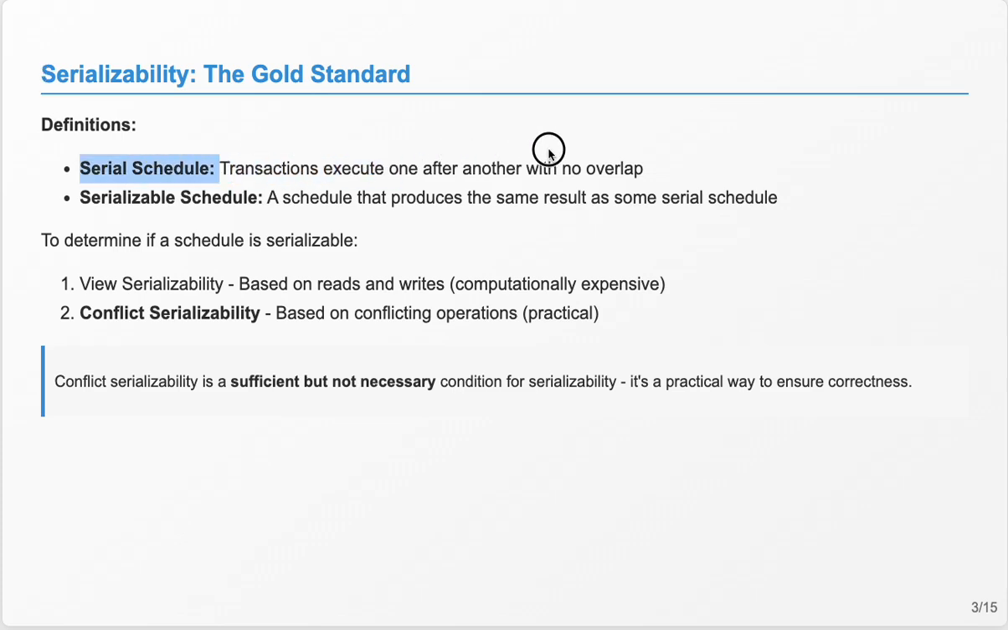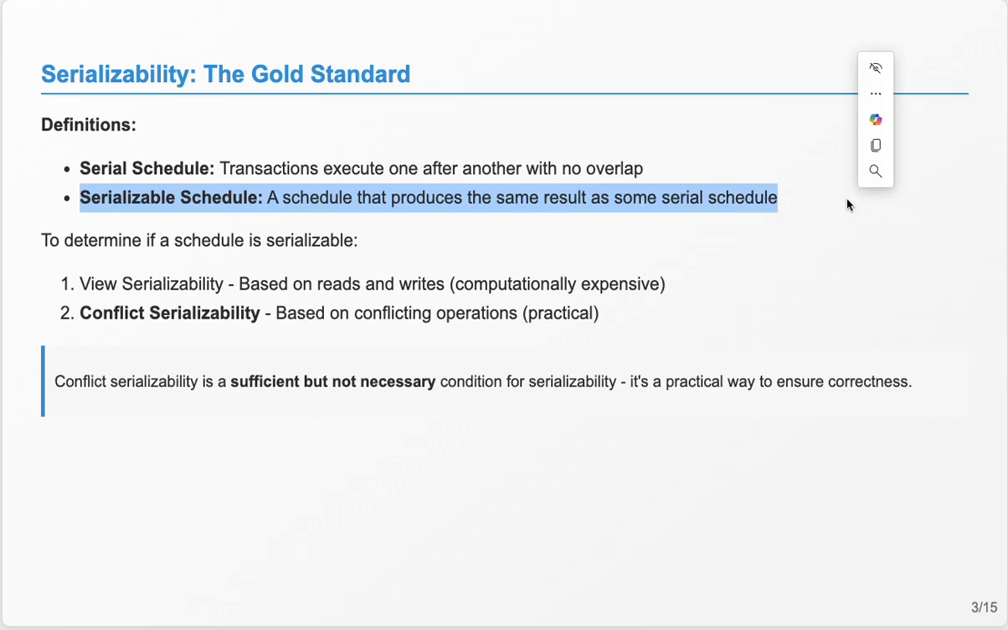Let's define some key terms. A serial schedule is one where transactions execute one after another with no overlap. This is the simplest form of execution, but doesn't take advantage of concurrency. A serializable schedule is a schedule that produces the same result as some serial schedule. In other words, even though transactions might overlap in time, the final result is as if they executed serially.